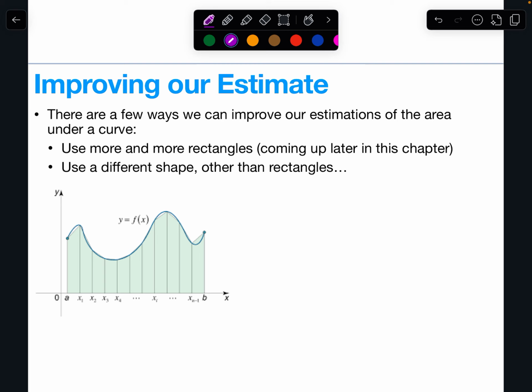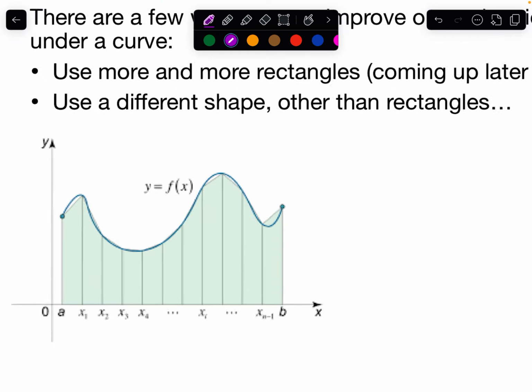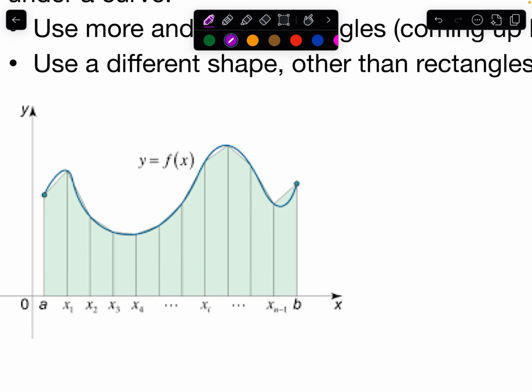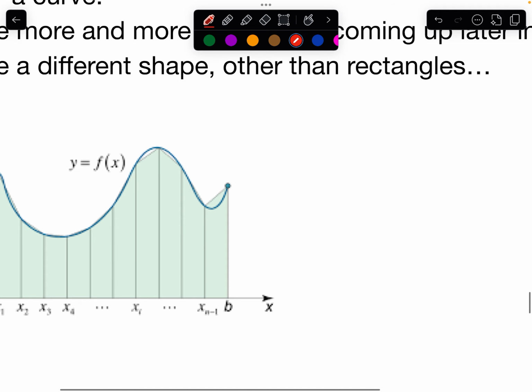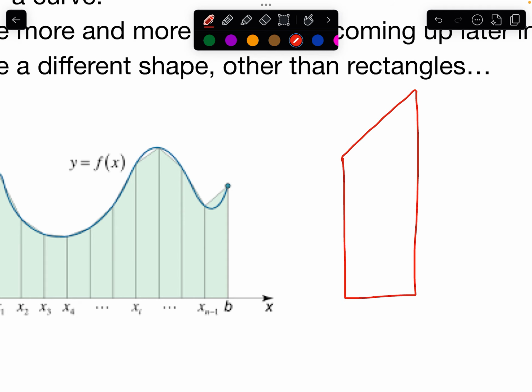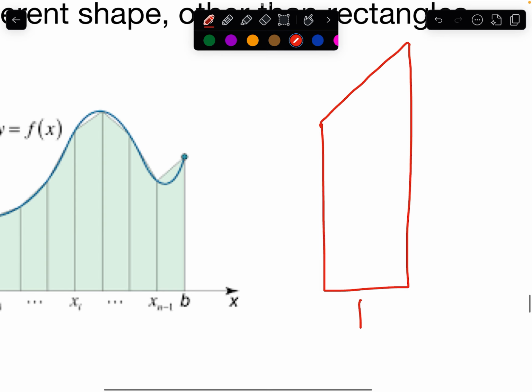One other way that we could improve our estimate, though, is to not necessarily use rectangles, but use a different geometric shape whose area we can find precisely. And you see that shape here. Instead of filling in this area using rectangles, this image has this area filled in with a series of trapezoids. Here's one such example. These trapezoids have a height and a couple bases.